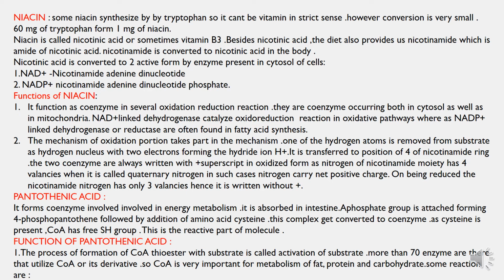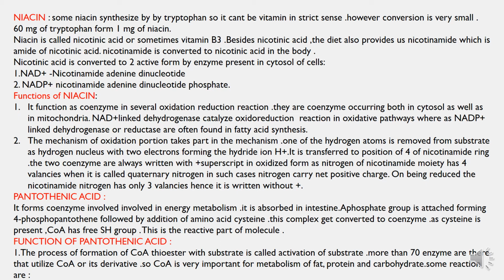Pantothenic acid. It forms the coenzyme involved in energy metabolism. It is absorbed in the intestine. A phosphate group is attached, forming 4-phosphopantothenate, followed by addition of the amino acid cysteine. This complex gets converted to coenzyme A, as cysteine is present. Coenzyme A has a free SH group. This is the reactive part of the molecule.